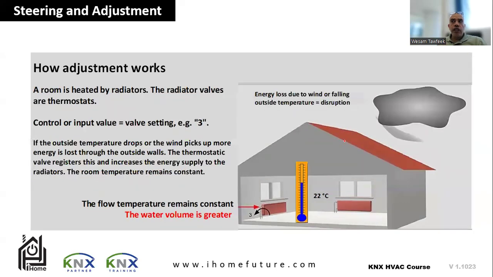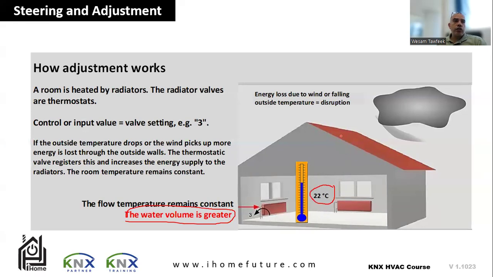Okay, same thing when it's colder externally. So the same example, but now I have to get more water, so the water volume is greater, because the thermostat finds out that the temperature is getting colder, so I need more water volume to make it hotter, to make sure that the room is always 22 C.